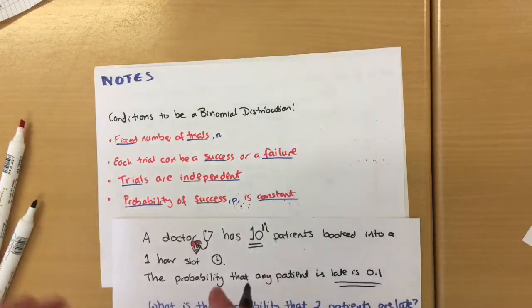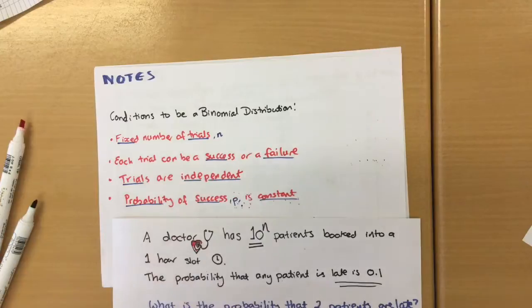So, success doesn't always mean a good thing. If you look at maybe a road traffic accident, you might view success as an accident occurring, which seems counterintuitive. If you think about what you're looking for, success is the thing you're looking for.